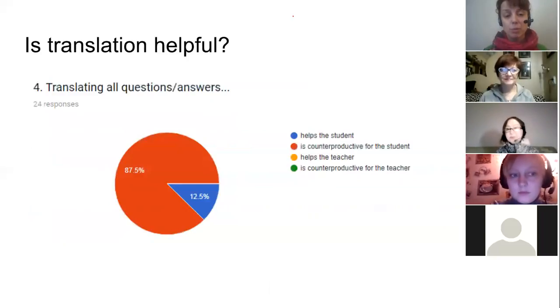Another point from our poll is how helpful translation generally is. 12.5% think that it helps the student. Are there any people among us today who voted for translation, that it helps the student? That was not me. No one? No?